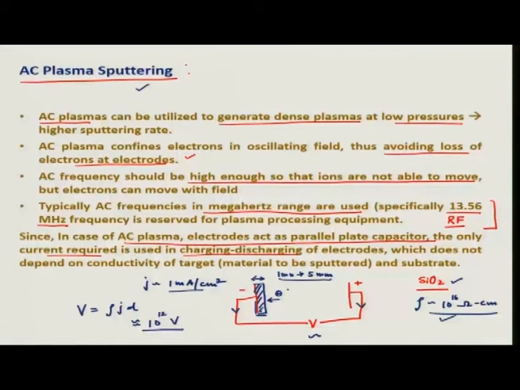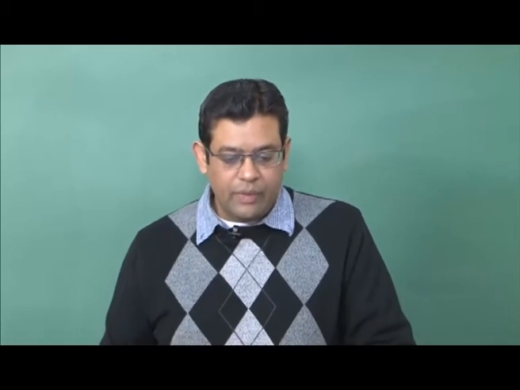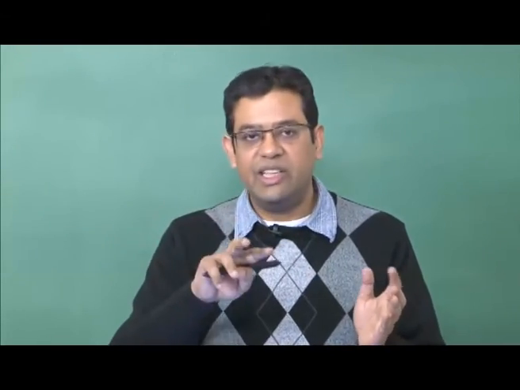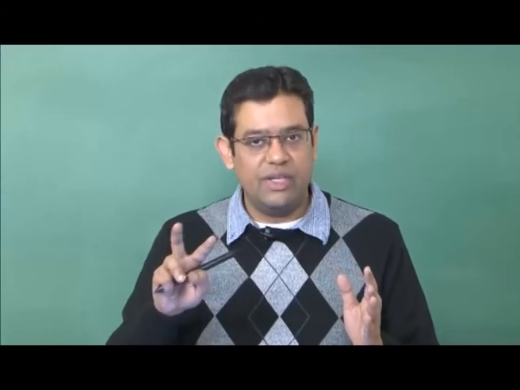So, there is no need for this high current. In this case we just want these ions to be accelerated. So, we can use insulating targets or substrates. That is one additional benefit of using AC plasma, that we can use insulating targets to deposit insulating films. Now, remember again in an AC plasma there is no fixed anode or cathode, because they keep changing with high frequency.